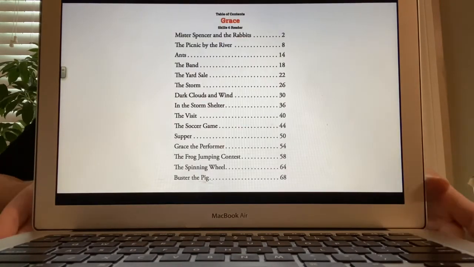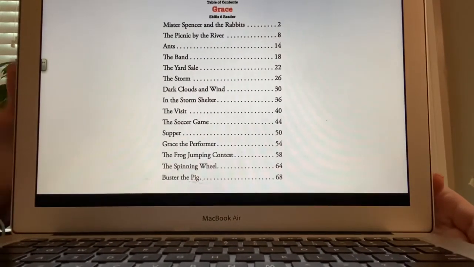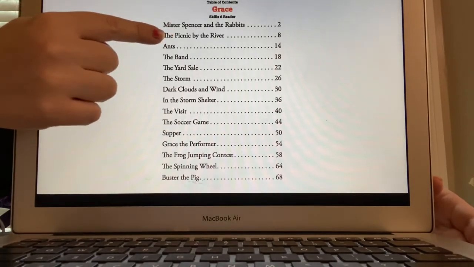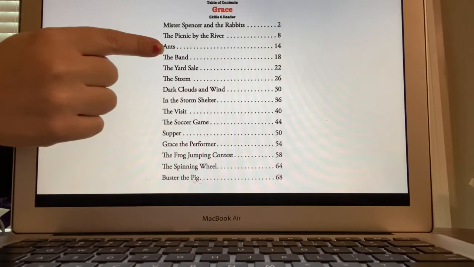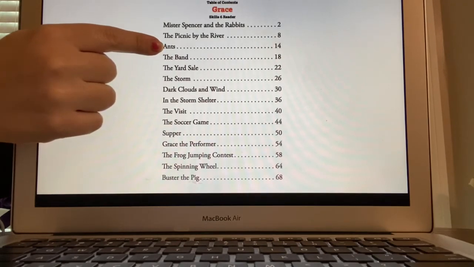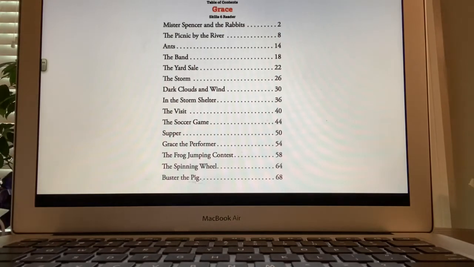All right, so before we begin our story, we would look at the table of contents, and we're going to go down to the story that we're reading today, which is Ants. And in our reader, Ants is found on page 14. So let's begin.